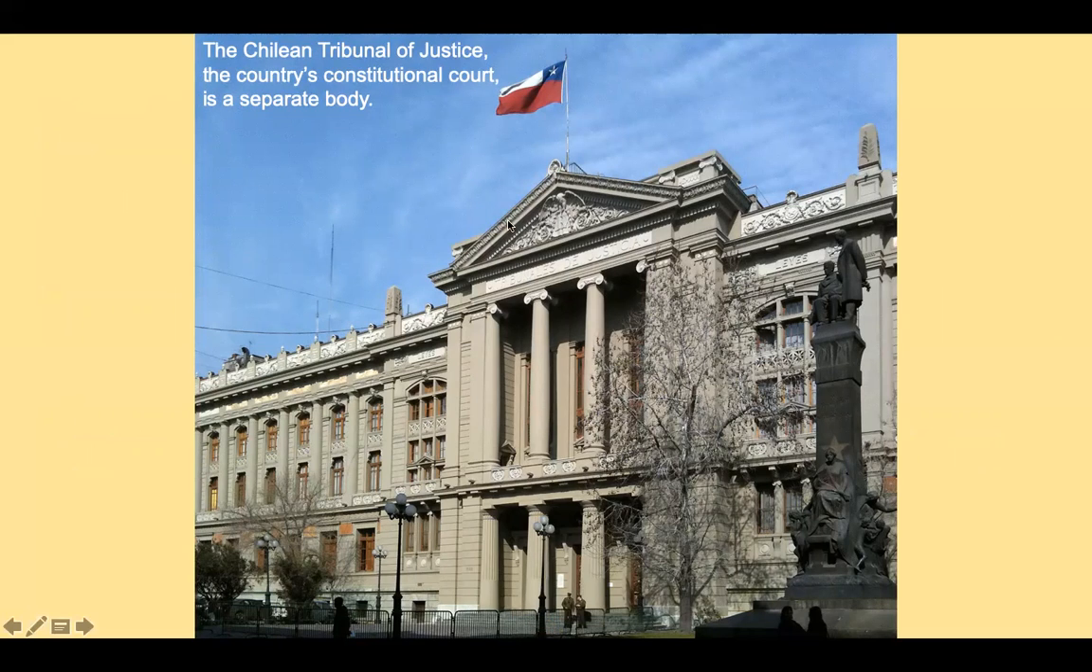This is the Constitutional Court. It's called the Tribunal of Justice in Chile, and this is separate from the Supreme Court or the judiciary. And judicial review, constitutional review, is a power of this Tribunal of Justice.